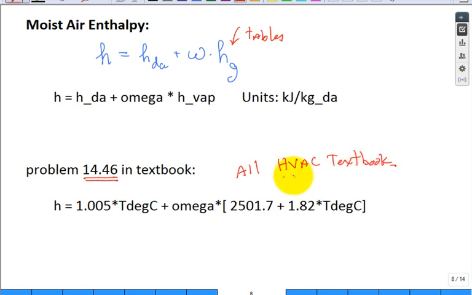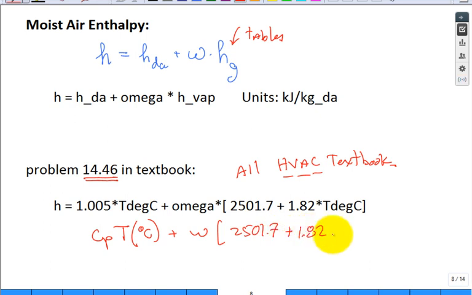Any book studying heating, ventilation, air conditioning will have this nice approximation for H. They put C sub P times the temperature, but that temperature needs to be in degrees C, not in Kelvin, not in Fahrenheit, degrees C, plus omega times (2501.7 plus 1.82 times the temperature, which must be in degrees C). Both temperatures are in degrees C, and this will give you a very good H for the mixture. It accounts for not only dry air enthalpy, but also the water vapor enthalpy.